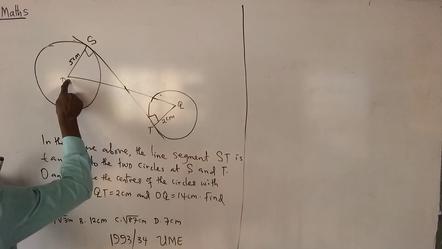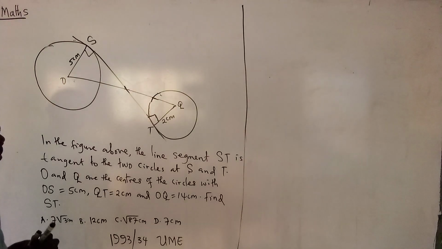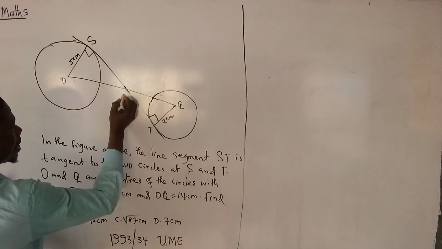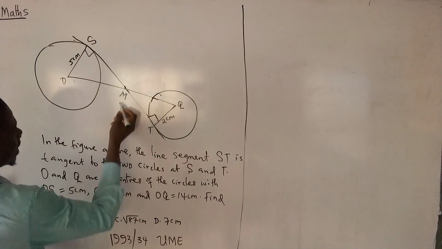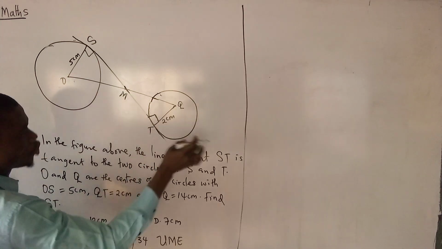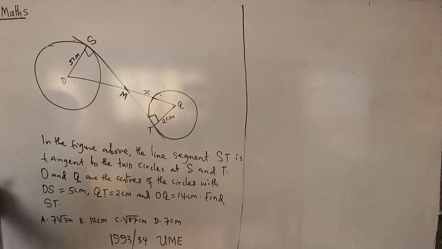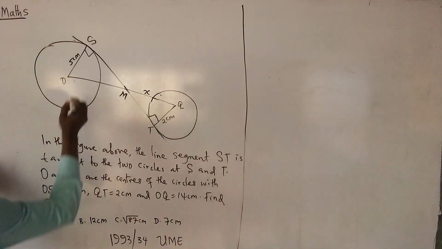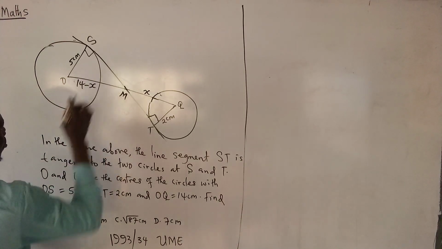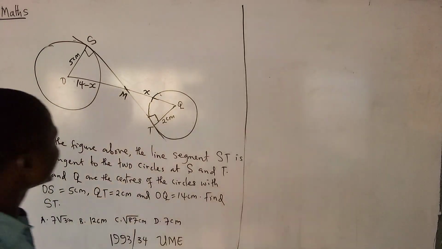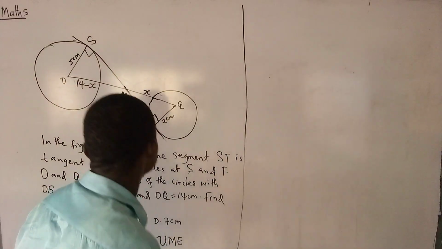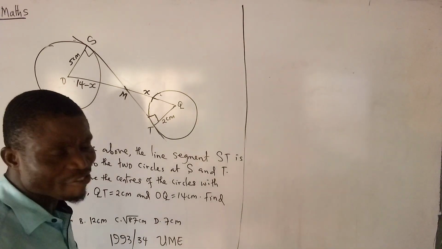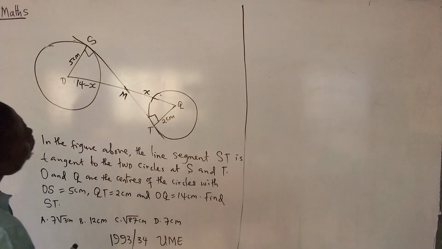Look up. If from here to here is 14, and these two lines meet here, let me call that point M. If MQ is X, then OM will be 14 minus X. This is one of the theorems under circle theory, called the transverse common tangent theorem.